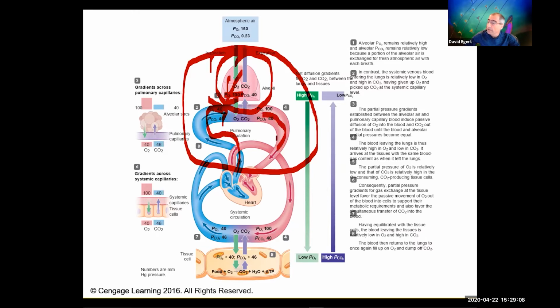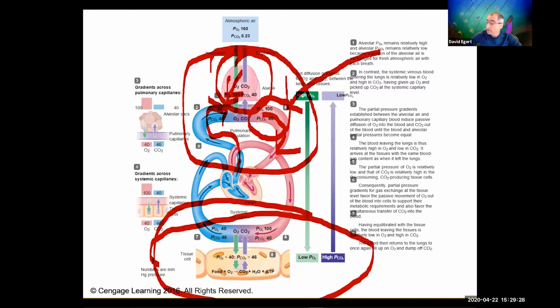So when the blood is leaving the lungs and going back to the heart to go to the systemic circulation, the blood is now loaded up at about 100 millimeters of mercury partial pressure of oxygen. This is going to be important when we start talking about this part, internal respiration. This is the internal respiration that we haven't really talked about yet.